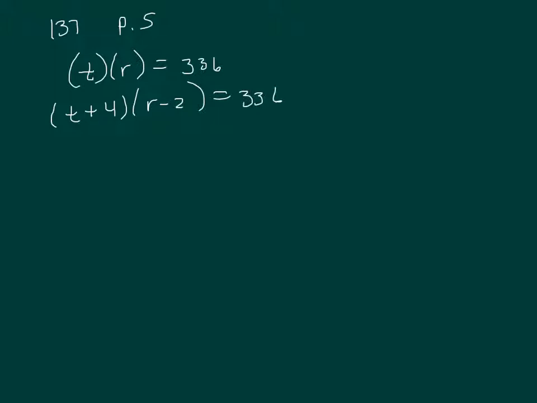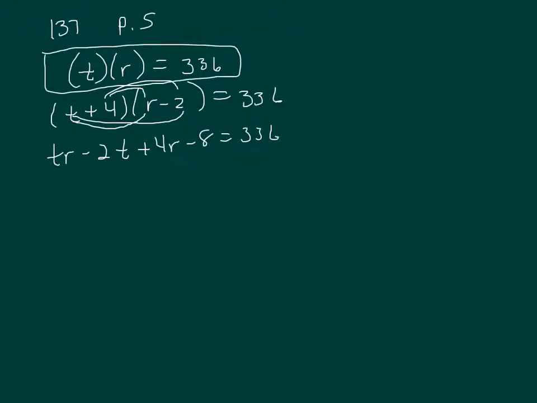Well, let's multiply out the left hand side. That would be TR minus 2T plus 4R minus 8 equals 336. The way I did that, I took T times R and T times negative 2, 4 times R and 4 times negative 2. You might think, how in the world can I solve this, because I've got two variables? The key is this equation here. We know that T times R is 336. So everywhere I see a TR, I can put in a 336. So this TR becomes 336 minus 2T plus 4R minus 8 equals 336.